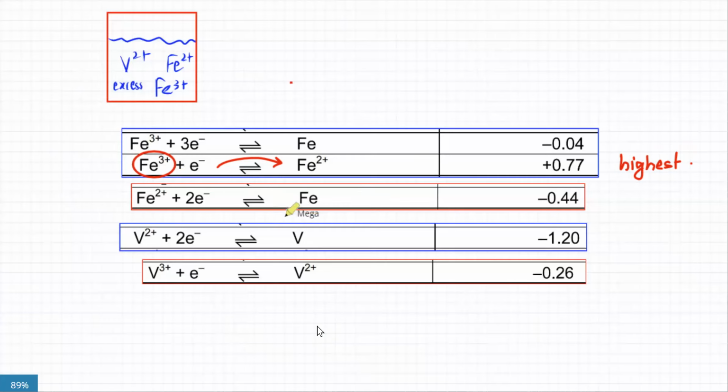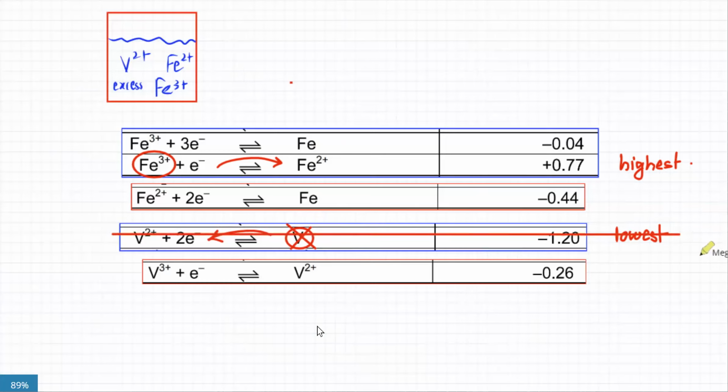Now we're going to figure out the lowest E naught. The lowest E naught at the moment is 1.20 volts. So that's the lowest, and that's the one that's going to lose electrons. But we have an issue, and that issue is there is no vanadium. If you look at the beaker, there is no vanadium. So I'm just going to cut that equation out. I'm not going to use this equation.